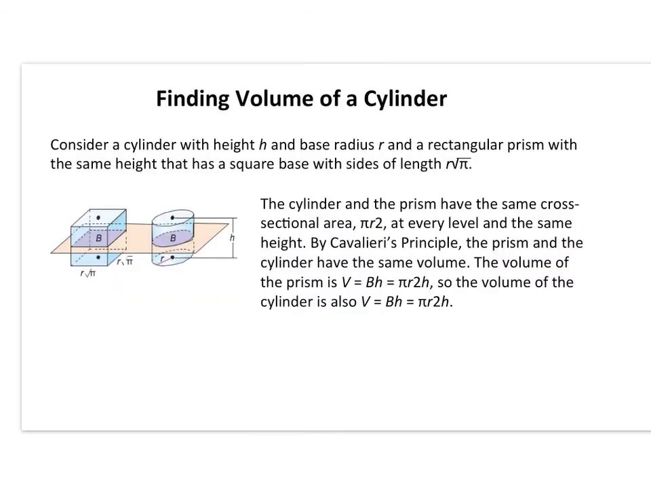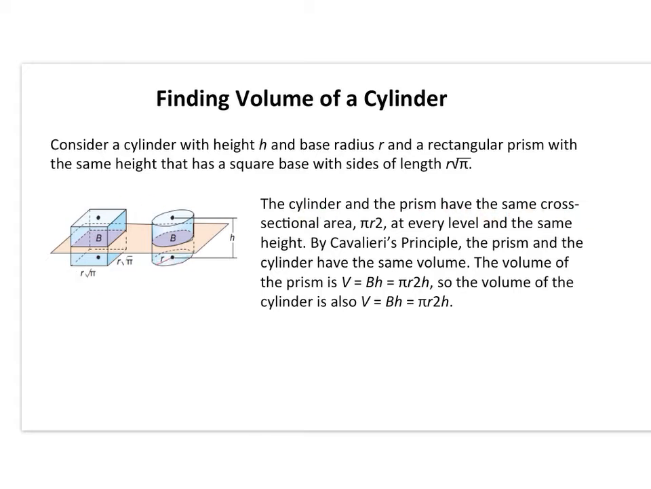All right, so let's consider finding the volume of a cylinder. Let's consider a cylinder with a height h and base radius r, and a rectangular prism with the same height that has a square base with sides of length r times the square root of pi, as illustrated here.